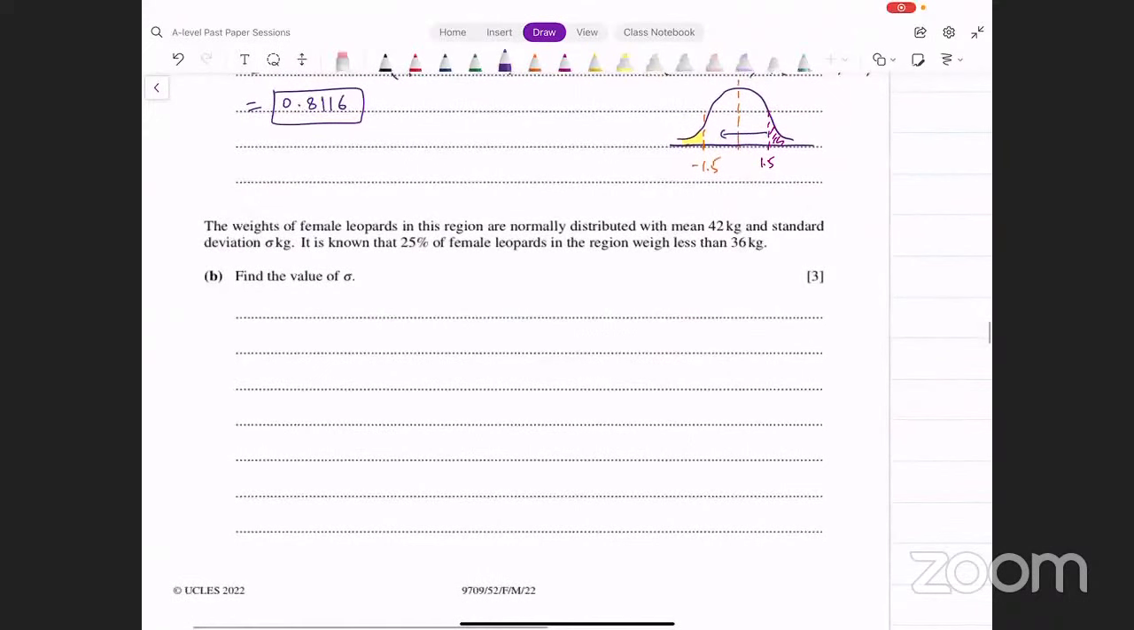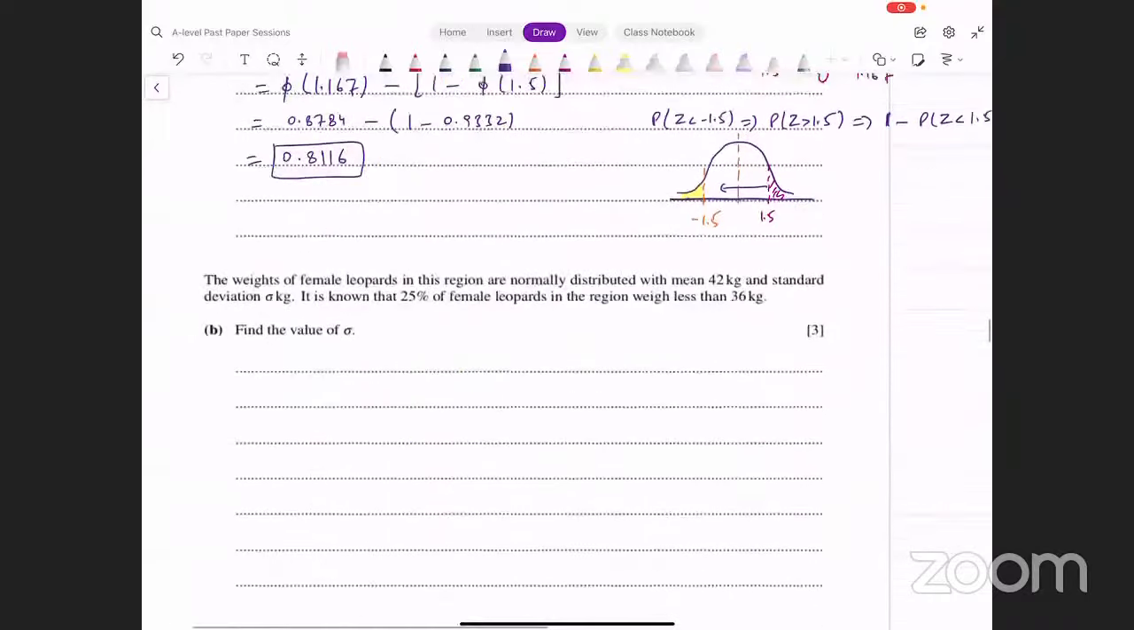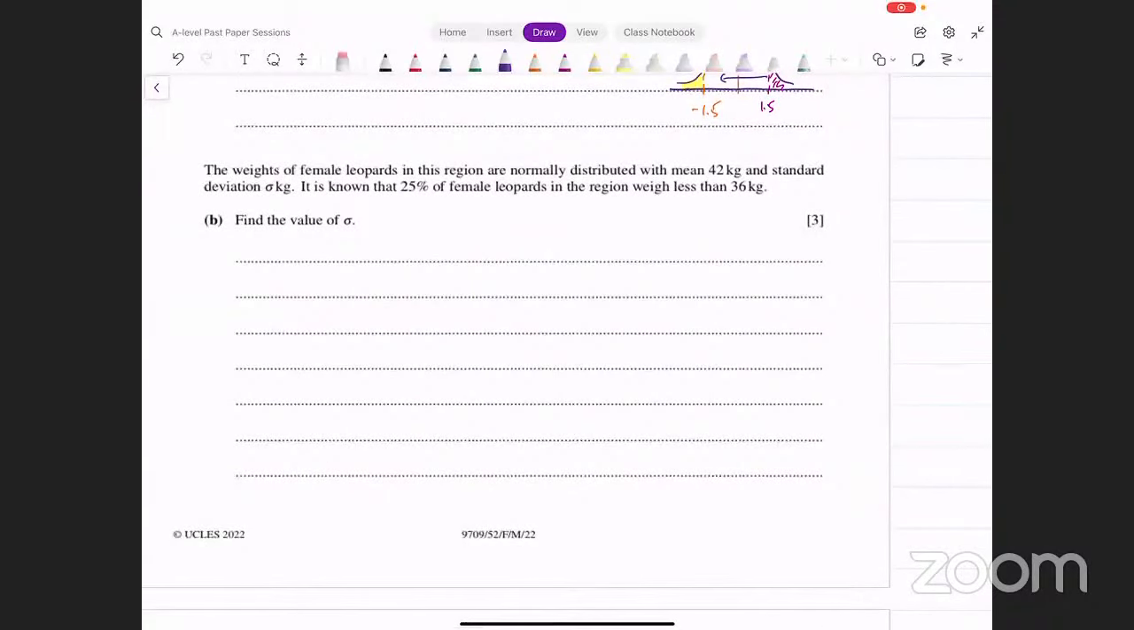Now we've got the weights of female leopards in this region that are normally distributed with mean 42 kilograms. So we were talking about male leopards earlier. Now we've got female leopards. They have mean 42 kilograms and standard deviation sigma kilograms. Okay, so we've got another normal distribution now. This distribution में mean क्या है? Mean is 42 and sigma is the standard deviation. It's known that 25% of the female leopards weigh less than 36 kilograms.